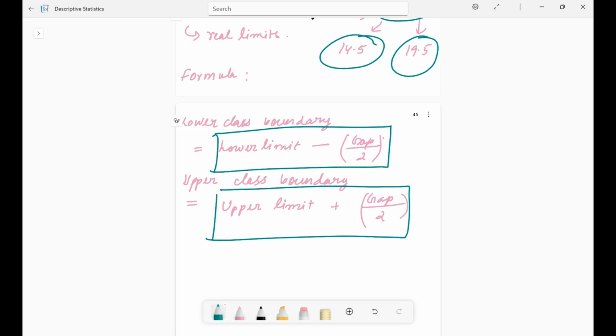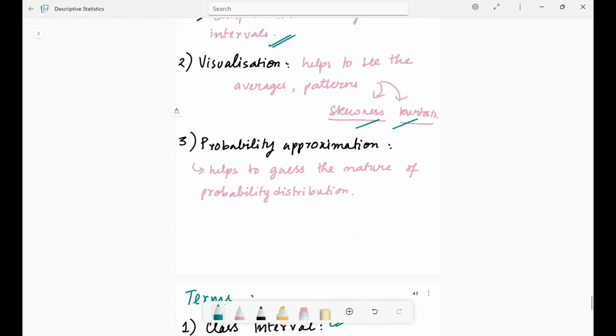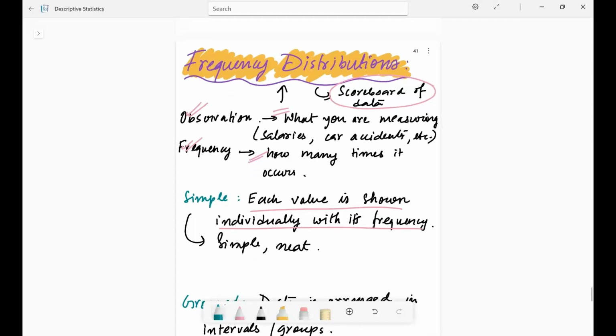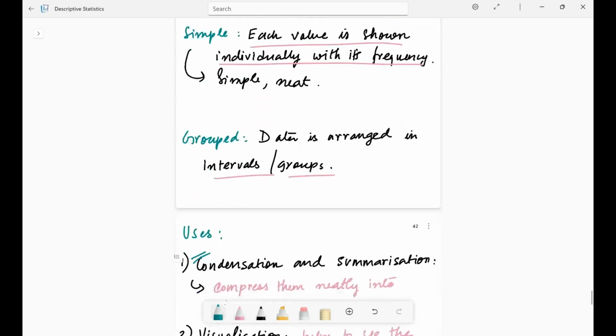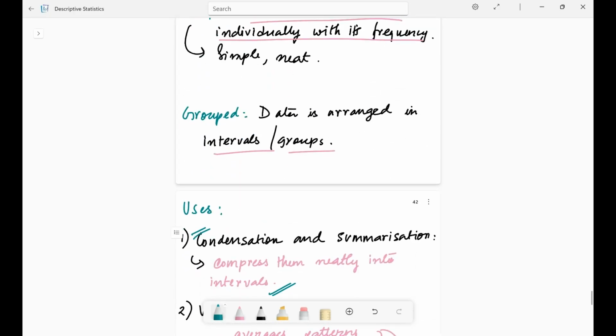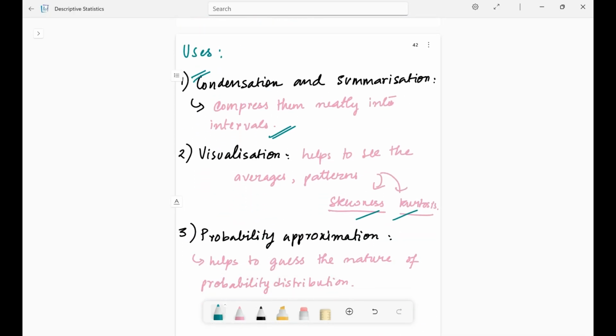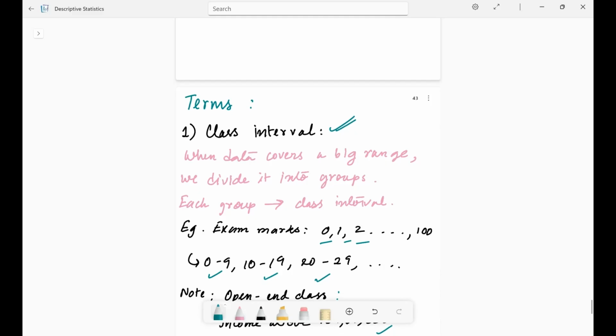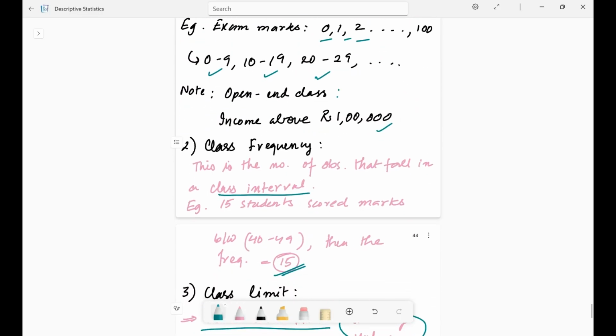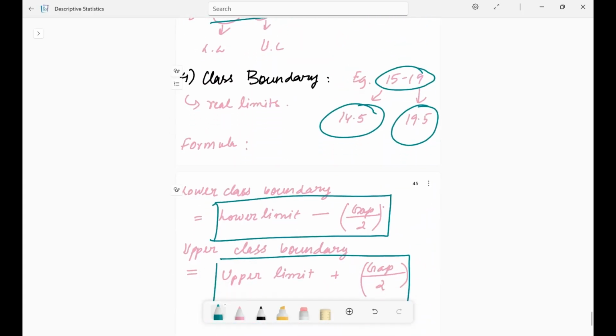So for the quick recap, what is frequency distribution? It organizes data into a neat table. There are two types, which are simple and group data. The uses are condensation and summarization, showing data patterns and approximating probability. The key terms we discussed for today's class are class intervals, class frequency, class limit, and class boundaries.